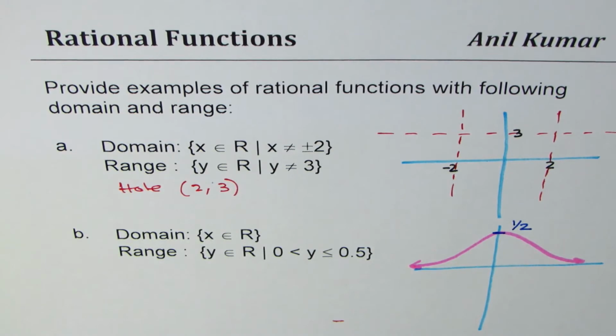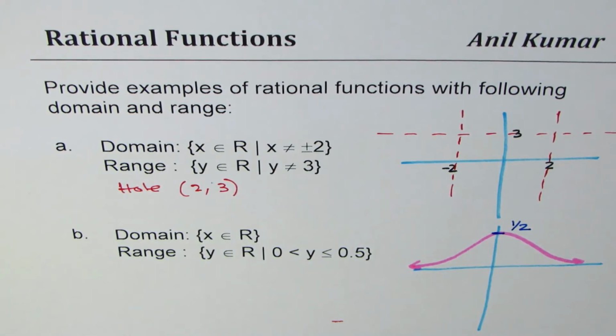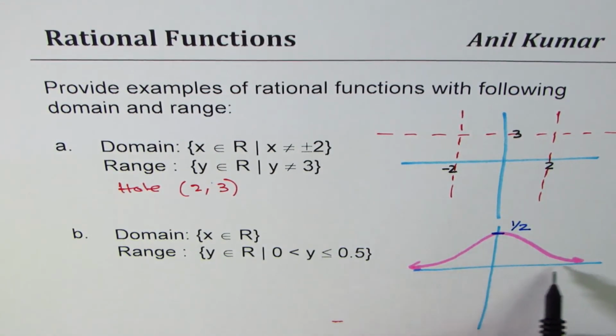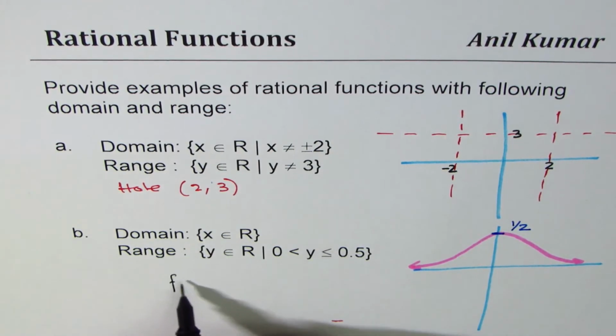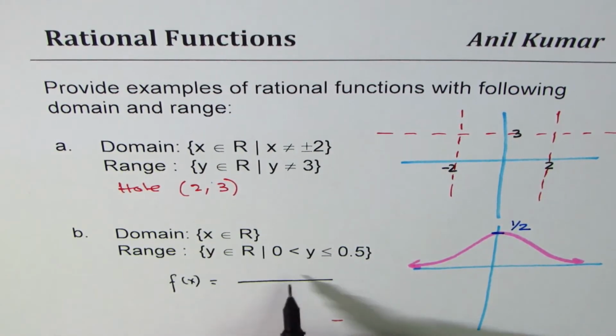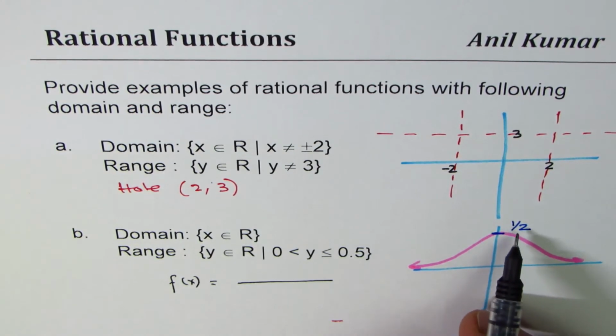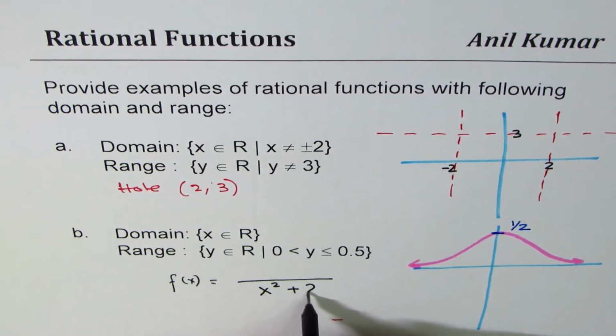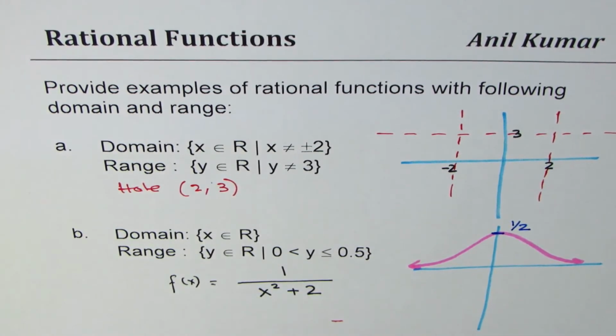Okay, so that's one way we could do it. Now just to give you some examples, here we know since there is no restriction on the domain, we could write a function f of x where denominator will never be 0. And now since we have for x equals to 0 the value of half, I could write this as 1 over x squared plus 2. So if I write x as 0, I get a value of 1 over 2. Do you see that? And as x approaches large value, f of x approaches 0.